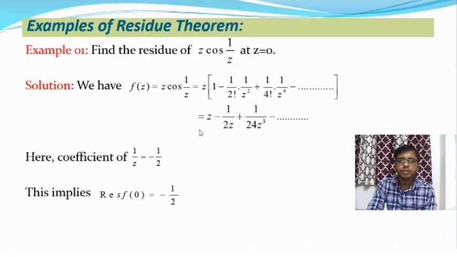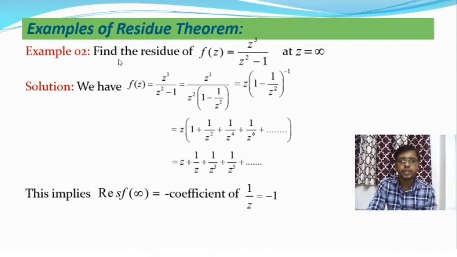Okay, so in this series we will get the coefficient of 1 by z, and it will be minus 1 by 2. That is the residue of f at 0, that means at the point z is equal to 0, is equal to minus 1 by 2.